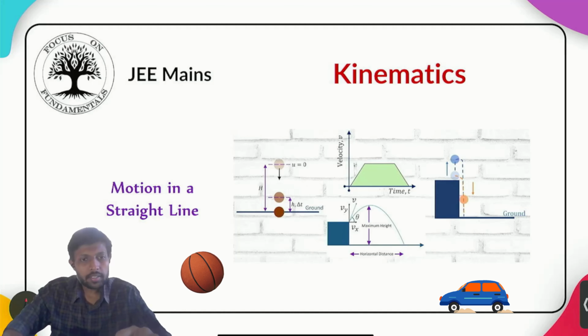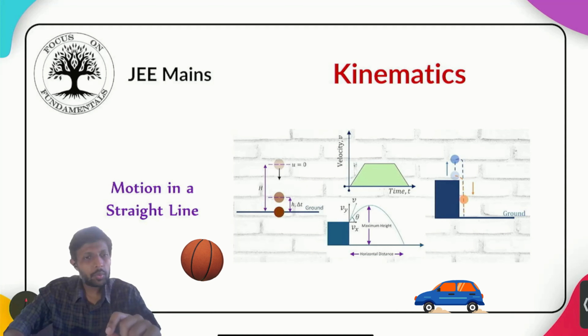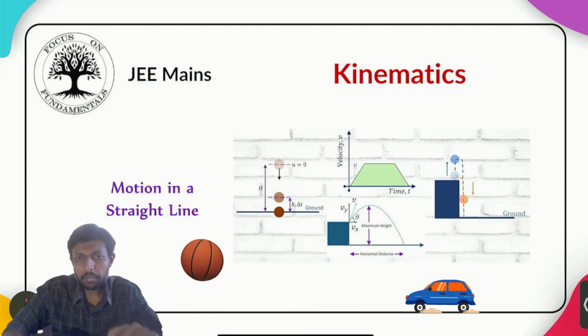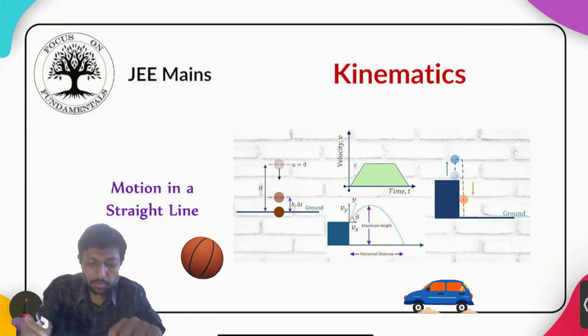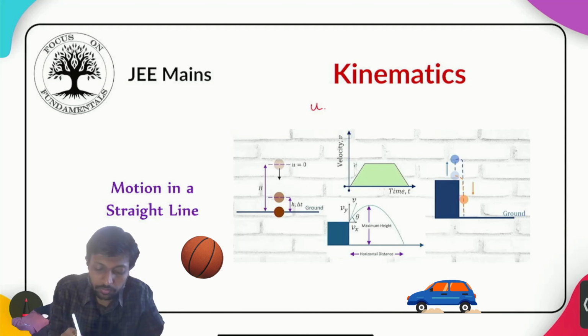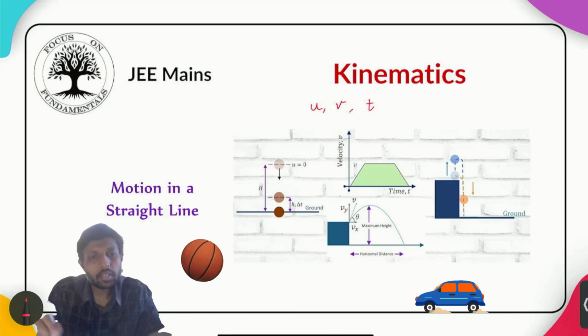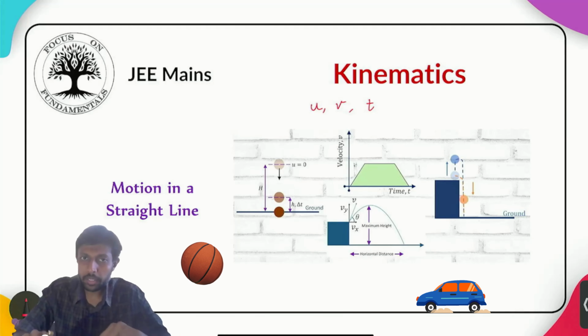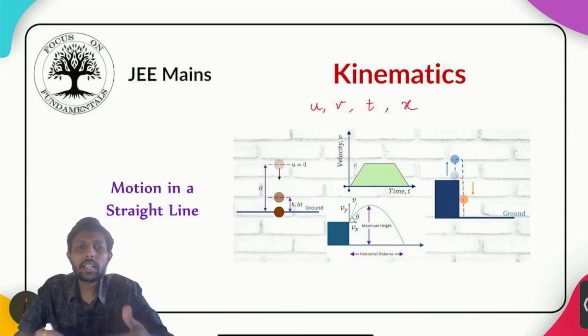So kinematics is the study of motion, but here we are not concerned, we are not bothered about the cause of motion, as in we're only concerned about, let's say, the initial velocity. What is the final velocity? What is the time taken for an object to move from place A to place B? How much distance is the object covering? These are the things that we are concerned about. We're not concerned about what is causing this motion.